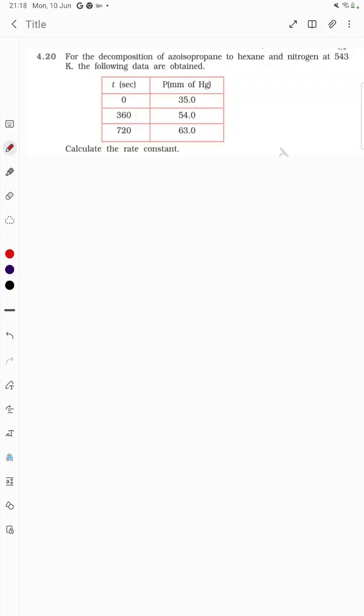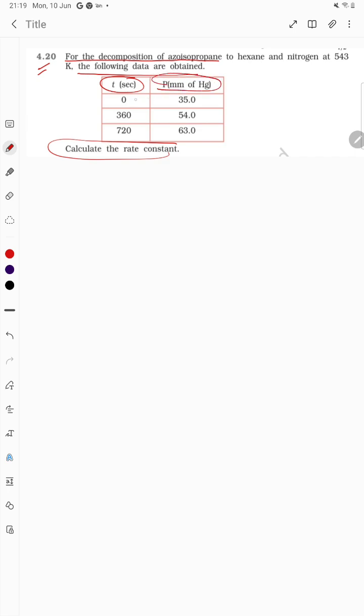Hello student, let's see question number 20. Very simple question. For a decomposition reaction of azoisopropane to hexane and nitrogen at 543 Kelvin, the following data are obtained. Calculate the rate constant. Here the temperature they have given and here is the pressure.